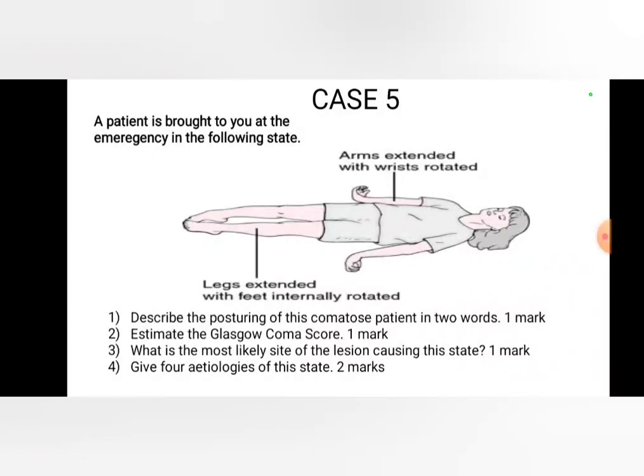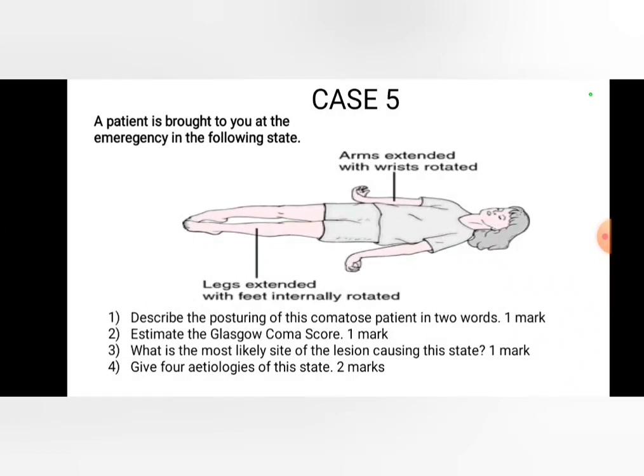This posture is abnormal extension, and this abnormal extension is called the decerebrate position. It is contrary to abnormal flexion, and the abnormal flexion is called the decorticate position. Now, they say estimate the Glasgow Coma Scale.